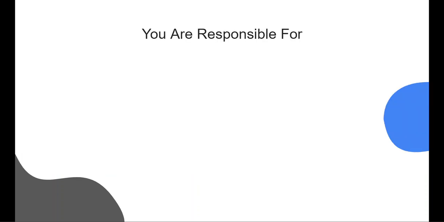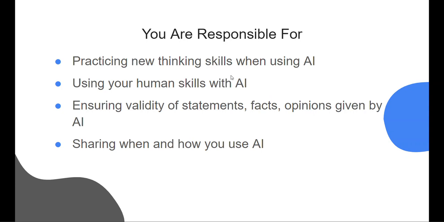When you're using it, you are responsible for practicing your thinking skills, being skeptical and reflective, using your human skills with AI. You're ensuring validity of statements, facts, opinions. You're responsible for anything you turn in, even if it was said by AI. And then this one, sharing when and how you use it. That's part of the transparency. We're all learning. And honestly, I'm just curious what you've tried.